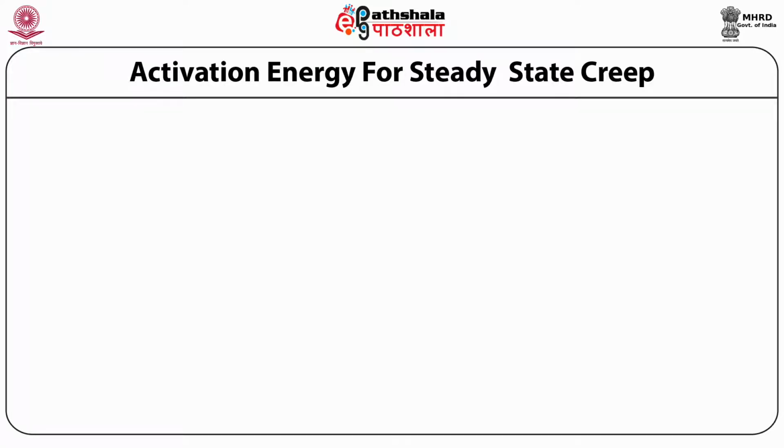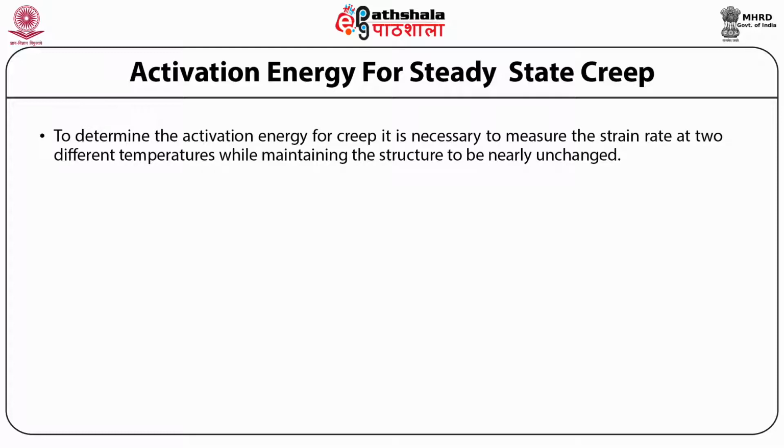Activation energy for steady state creep. In order to determine the activation energy for creep, it is necessary to measure the strain rate at two different temperatures. However, the structure of the specimen also changes with time at a temperature. So the challenge is to measure the creep rate at two different temperatures with the specimen having nearly the same structure. This is done using a method first suggested by Dorn.